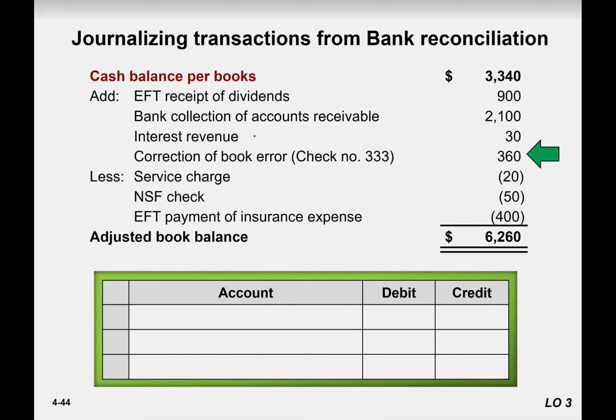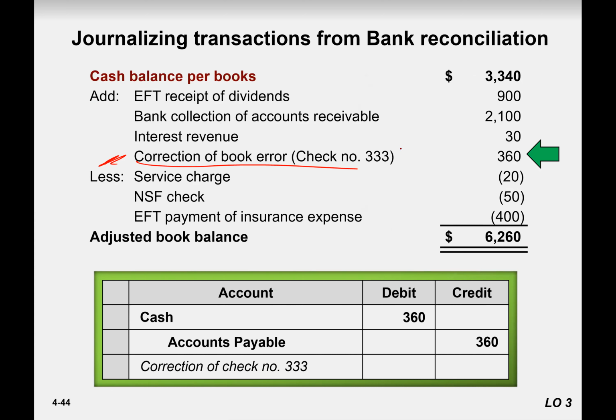And now what happened here? Correction. Correction of the book that you did in that one. You wrote down 150, now you need to write down more. So cash to accounts payable 360. These entries change from time to time because sometimes you record less, sometimes you record higher. So you need to use your brain to understand what's going on here.